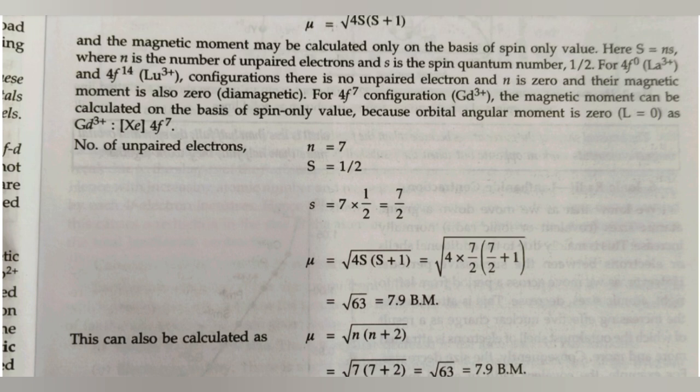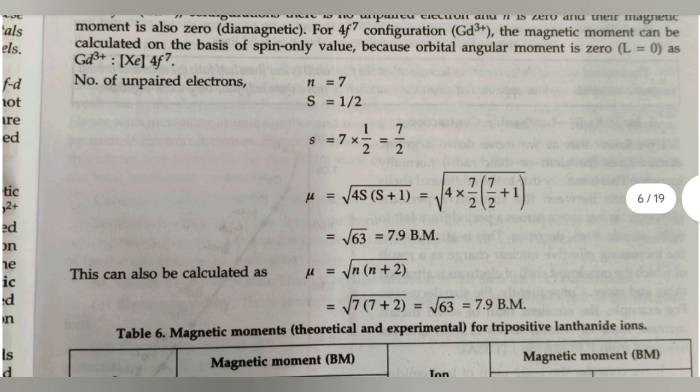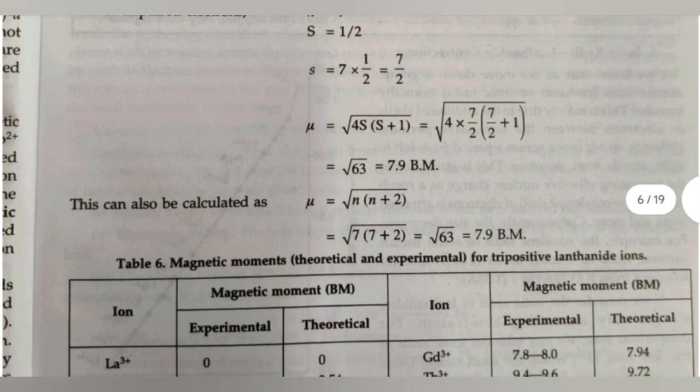For the 4f0 La3+ and the 4f14 Lu3+ configurations, there is no unpaired electron, n is 0 and their magnetic moment is also 0. For the 4f7 configuration, the magnetic moment can be calculated on the basis of the spin-only value because the orbital angular momentum is 0. The number of unpaired electrons n equals 7, so S equals 7 times 1/2, which is 7/2. Mu equals the square root of 63, which is 7.9 BM. This can also be calculated as mu equals the square root of n(n+2), which gives 7.9 BM.